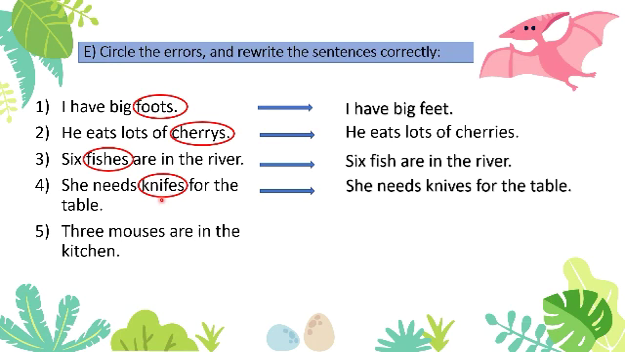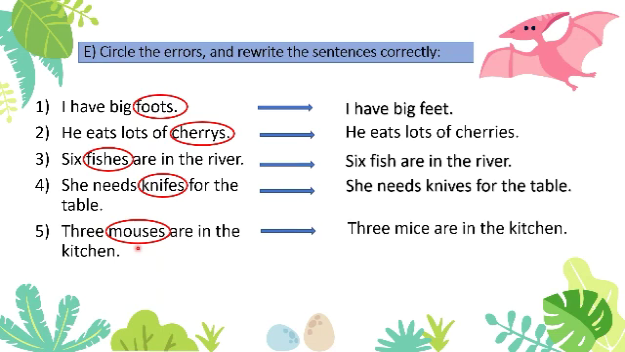Okay. Now the last one, students. 3 mouses are in the kitchen. I know it is sounding very funny. Mouses? No, it is the wrong word. 3 mice are in the kitchen.